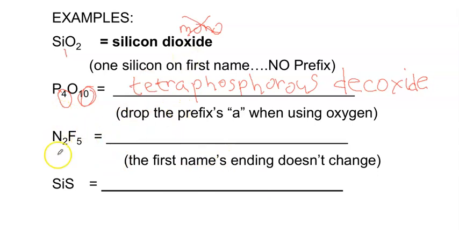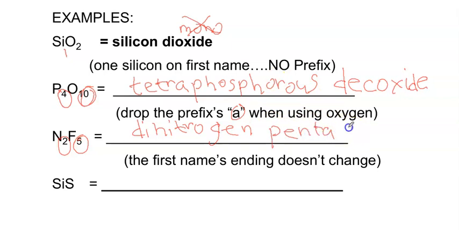Okay, our next one we're going to do, there's a 2, so it's dinitrogen. And again, just because of the A, penta and fluorine, we're going to drop the A. So we'll say pentafluoride. Oh, sorry, we are going to use the A because it's not oxygen. So that will be pentafluoride. And then these are both having an understood 1 for their amounts.